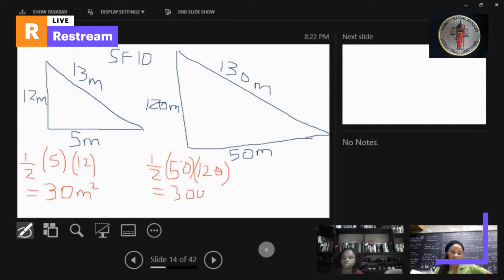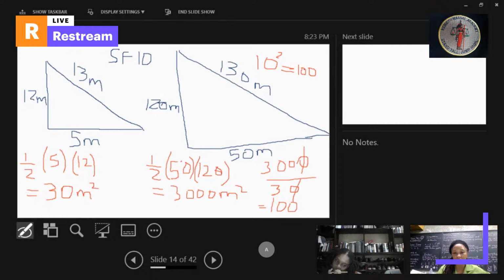All right. So the scale factor is 10. So what's 10 squared? Miss, 10 squared is 100. So is the big one 100 times the little one? Yes, miss. If we divide 3,000 by 30, 3 into 300 goes 100.